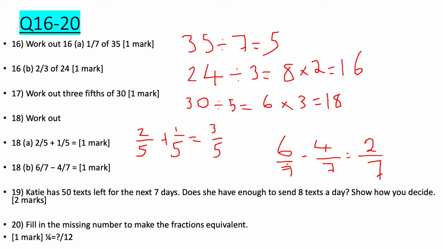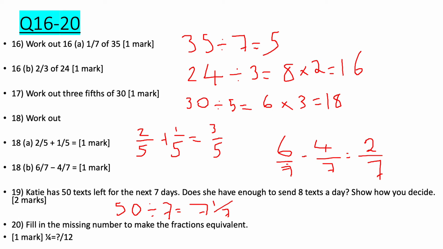This is question number 19. Katie has 50 texts left for 7 days. Does she have enough to send 8 texts a day? Show how you decide. Well, 50 divided by 7 is actually 7 remainder 1. So it's 7 and 1/7.